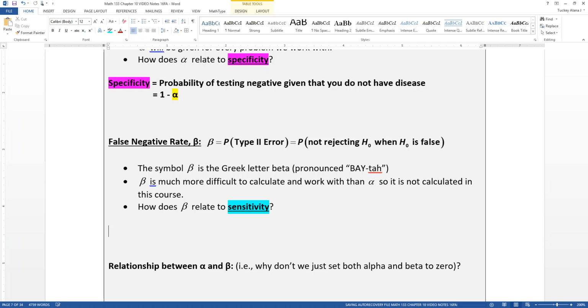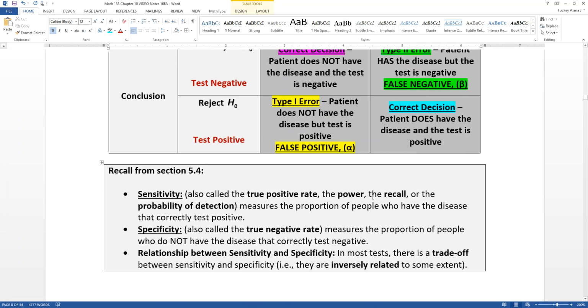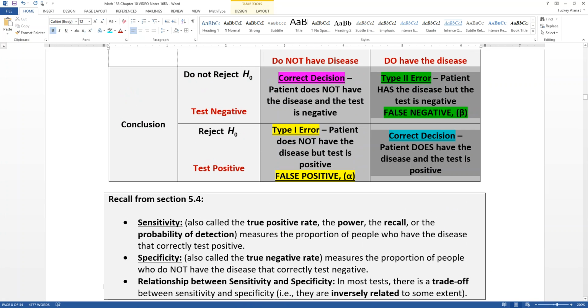So let me type that up for you. There. Sensitivity is the probability of correctly testing positive. I should have put the word correctly in there. Correctly testing positive given that you do have the disease. And that would be 1 minus beta. So given that you're in this column, you do have the disease, what are the chances that you actually test positive? Well, beta is the chance of testing negative given that you have the disease, so it's 1 minus beta.